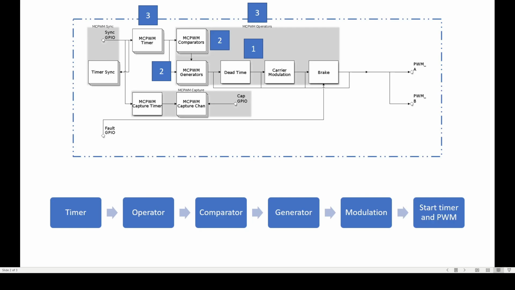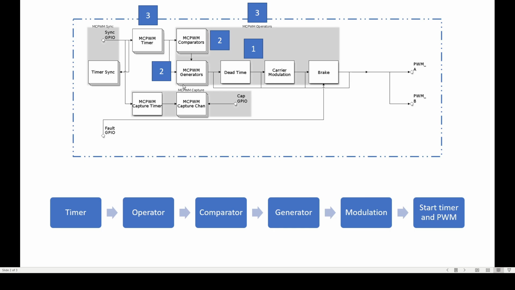Hello everyone. I will give an example of how to use MCPWM from the ESP32 for controlling a passive full bridge converter. This is the general diagram of the ESP32 MCPWM.